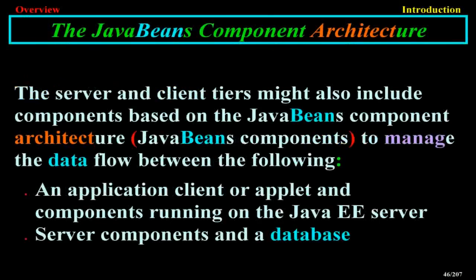The JavaBeans component architecture. The server and client tiers might also include components based on the JavaBeans component architecture. JavaBeans components manage the data flow between the following: an application client or applet and components running on the Java EE server, or server components and a database.